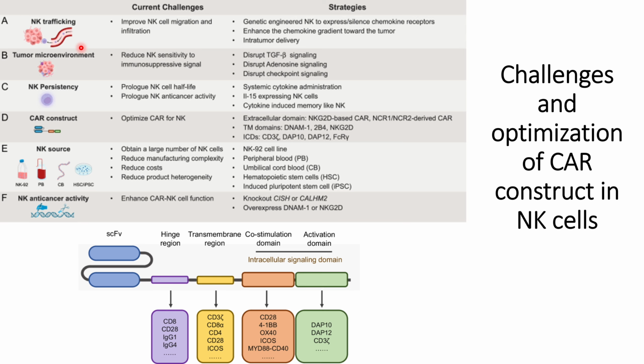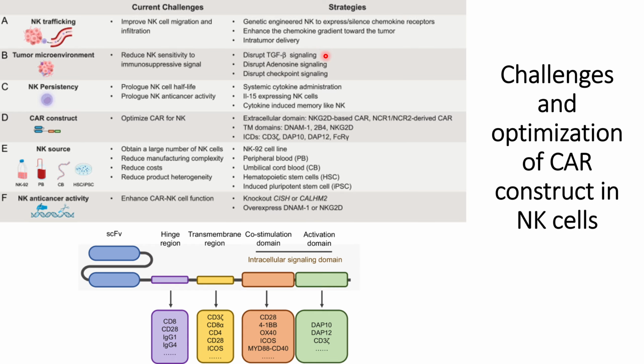The next thing is the tumor microenvironment. As we have discussed, it reduces NK sensitivity to immunosuppressive signals that are present in the tumor microenvironment. You need to disrupt these immunosuppressive signals. Some of the main signals are TGF beta signaling, adenosine signaling, and checkpoint signaling. TGF beta signaling promotes the tumor cells' proliferation and migration properties, and adenosine signaling helps the tumor microenvironment maintain its pH, which results in the immunosuppressive effect.